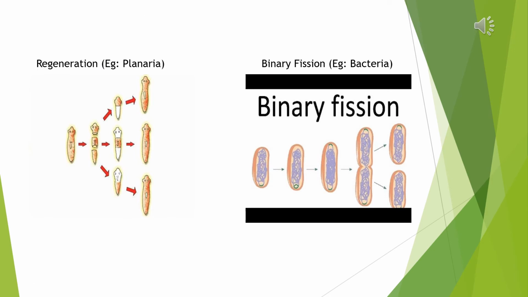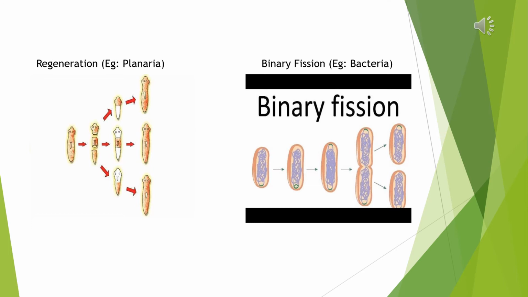It occurs in planaria. The body of the organism is cut into several pieces. Each piece develops into a new individual. What is meant by regeneration? The body of the organism is cut into several pieces, and each piece has the ability to develop into a new individual. Example, planaria. The next, binary fission.